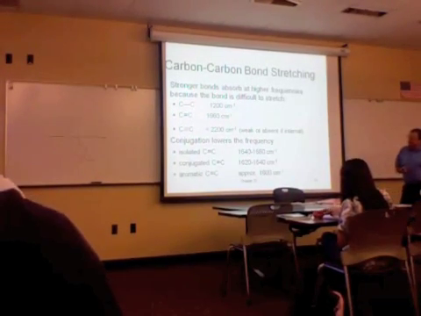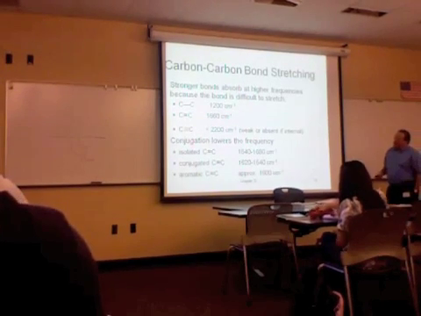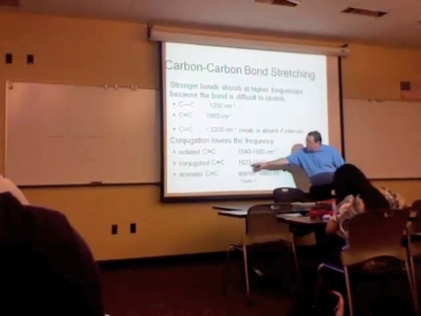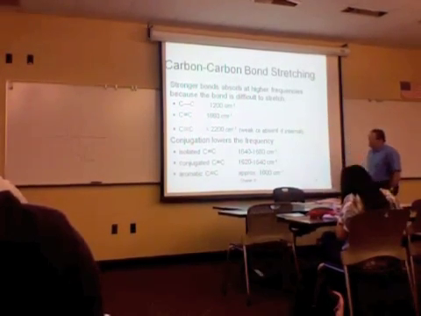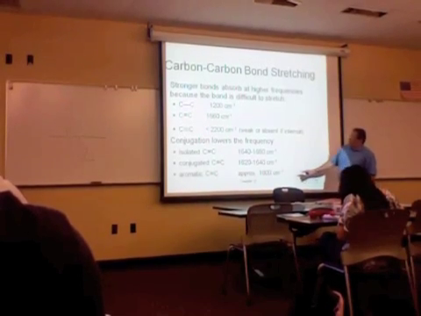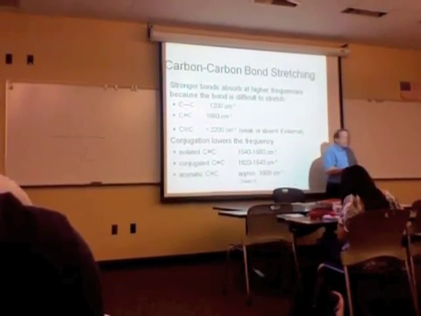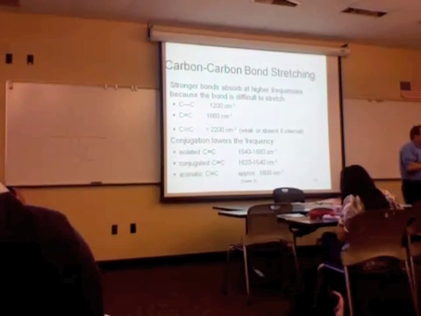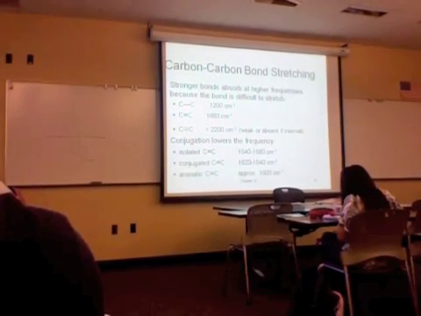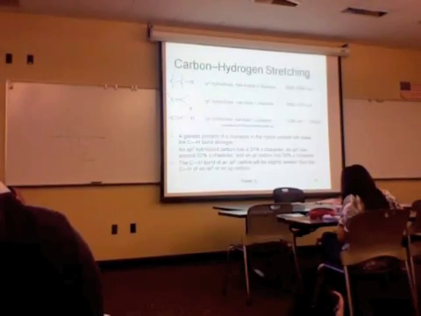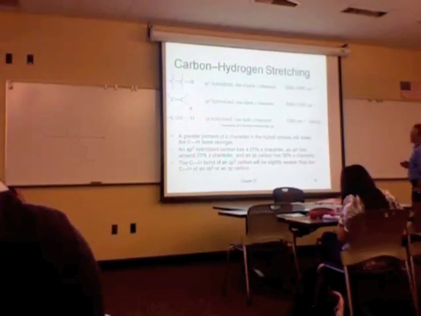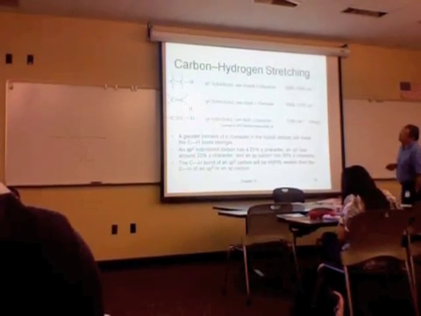Isolated double bonds, 1640 to 1680. A little bit lower energy for the conjugated ones. And the aromatics, lower still. Aromatic rings have completely conjugated double bonds in a six-member ring.